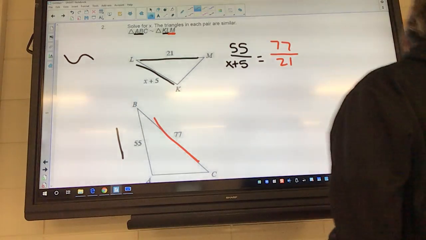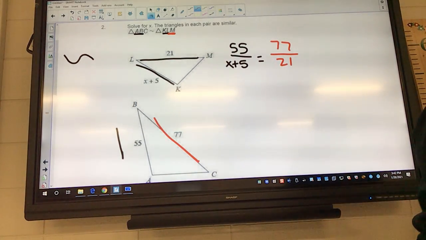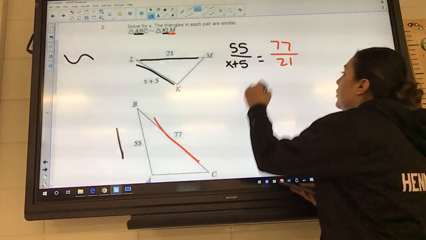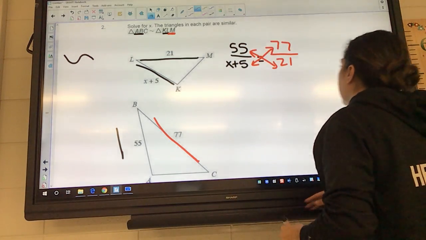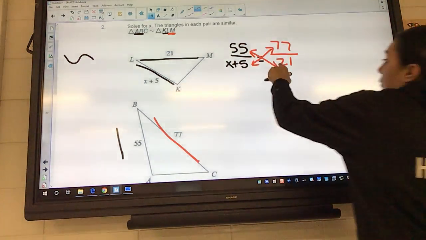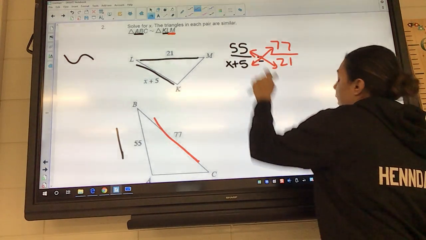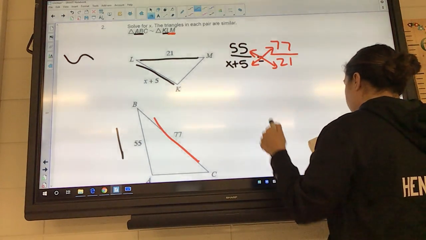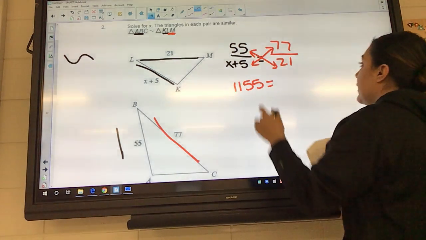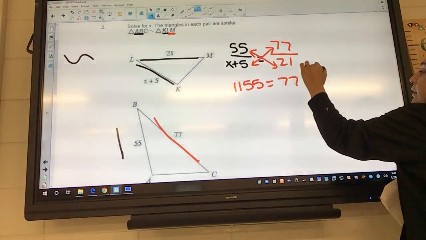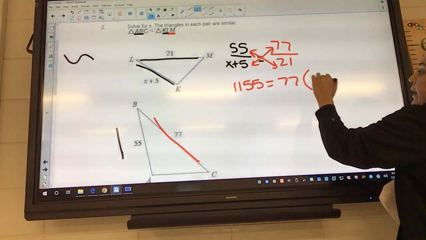Okay, so what we do, and it's probably been a while since some of you did this, is cross multiply, and then you can divide. So you cross multiply. You've got 21 times 55, which is going to be 1155. And for this one, we could say 77, and you're really timesing it by x plus 5.